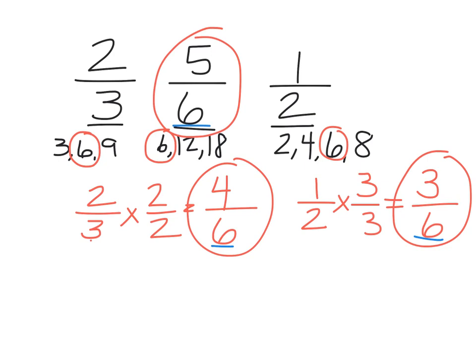So now we have to look at the numerator. We have a 5, a 4, and a 3. Whichever one's the smallest will be the least. So 3/6 is going to be the smallest fraction we have. 4/6 is next. And then we get to 5/6.